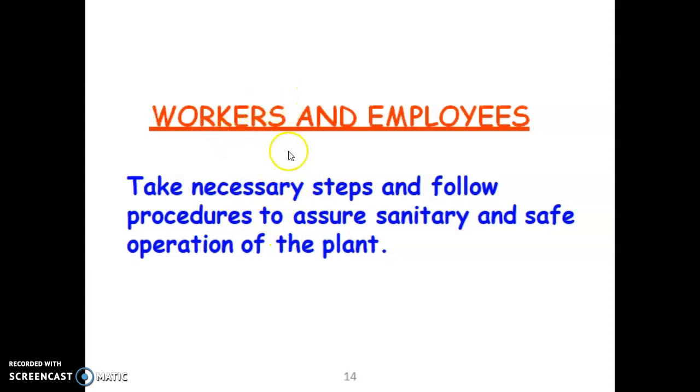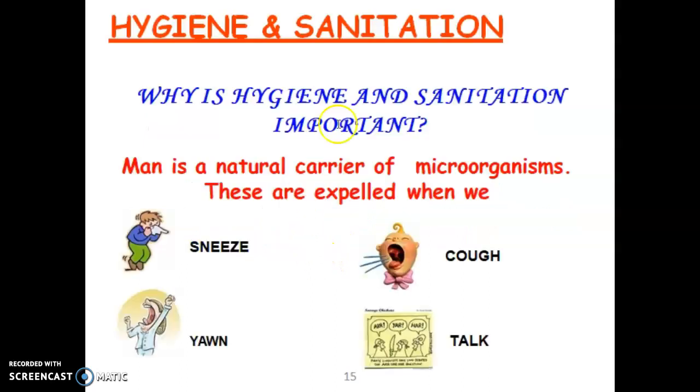It is the duty of all workers and employees to follow all the procedures as given in the SOP, that is standard operating procedure, to assure the sanitary and safe operation of the plant.